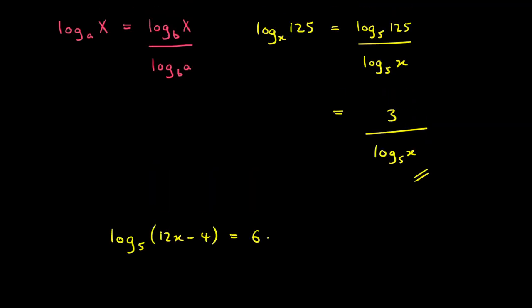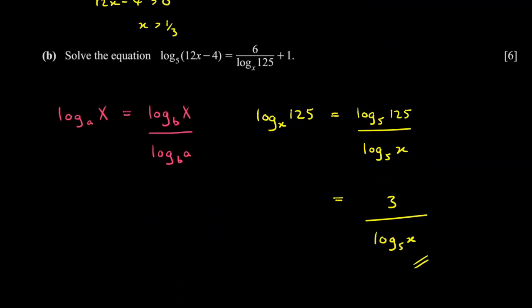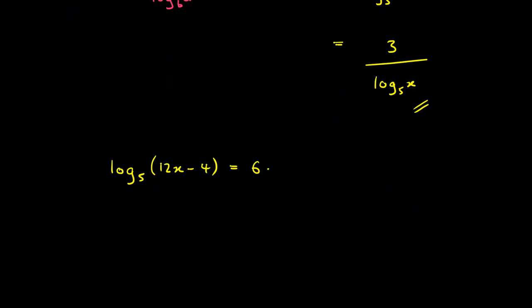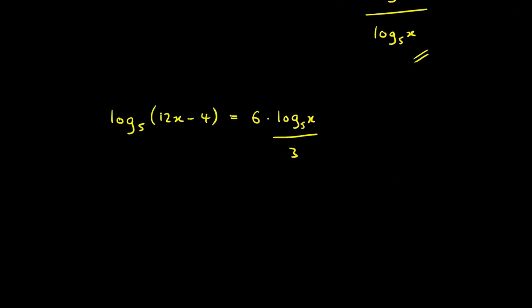And if I think of what is 1 divided by log base x of 125, well, then I've just got to invert this here, right? So log base x of 125 is this. So if I want 1 divided by that, I just flip this fraction, which gives me log base 5 of x over 3. And then lastly, we've got plus 1. Okay, so I think we can simplify, right? So log base 5 of 12x minus 4 is equal to 2 log base 5 of x plus 1.